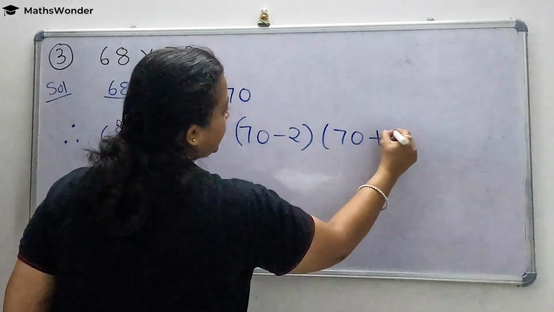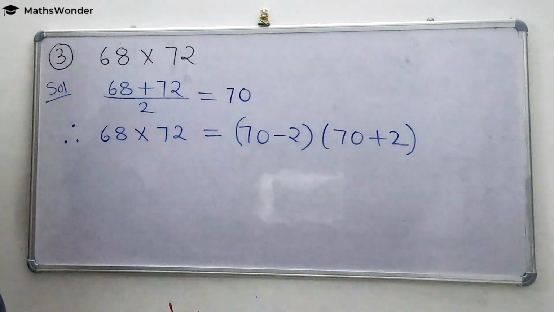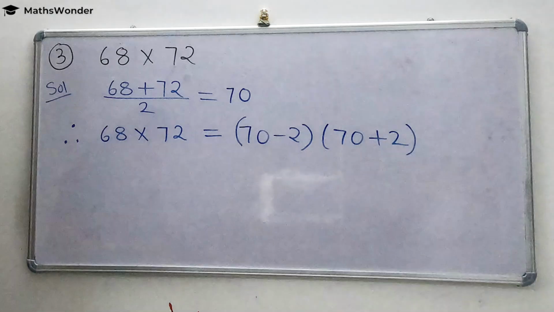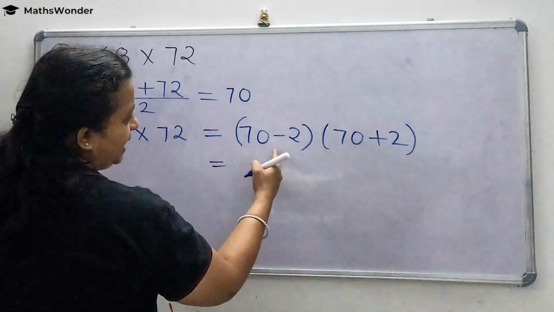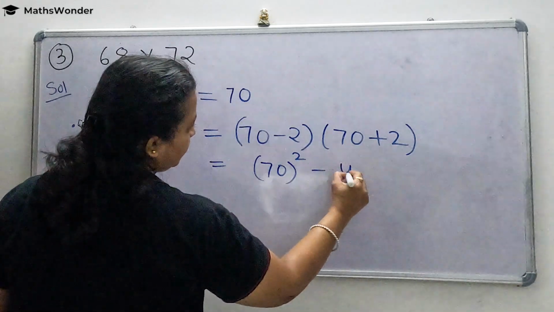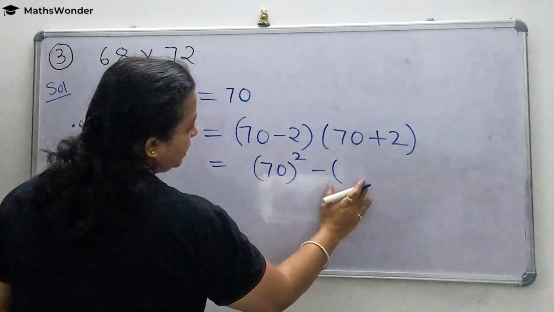70 plus 2 will give 72. Now you can understand which identity will apply here, right? So A minus B, A plus B. We will apply the third identity.